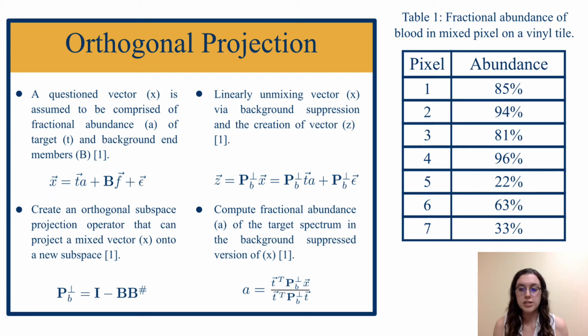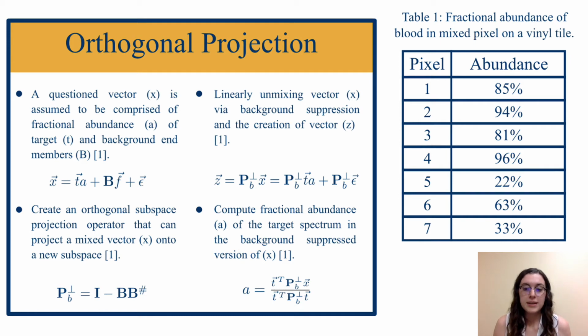OSP assumes that a question vector x consists of an unknown amount of the relevant signature, vector t times a, plus an unknown amount of the irrelevant signature, b times vector f, plus some error in the model. In order to isolate the desired signature, we try to eliminate the background data, which can be done in 2 steps. So first, we create a background suppression operator. And then next, we use this operator on vector x in order to create vector z, which is a new background suppressed version of x.